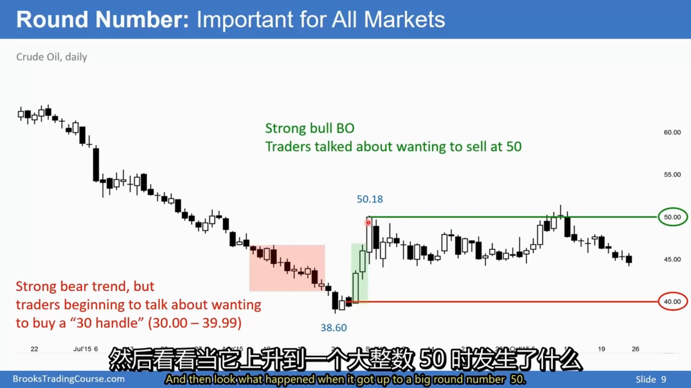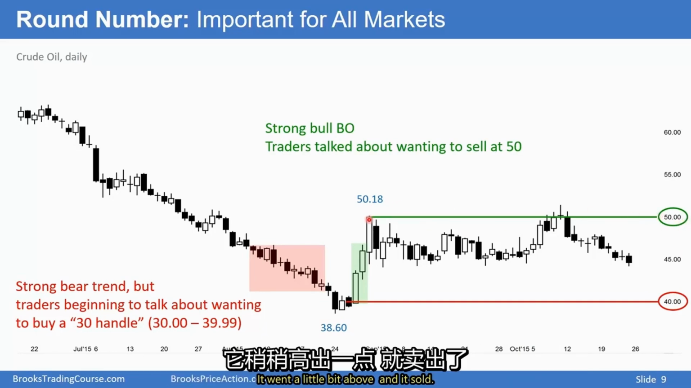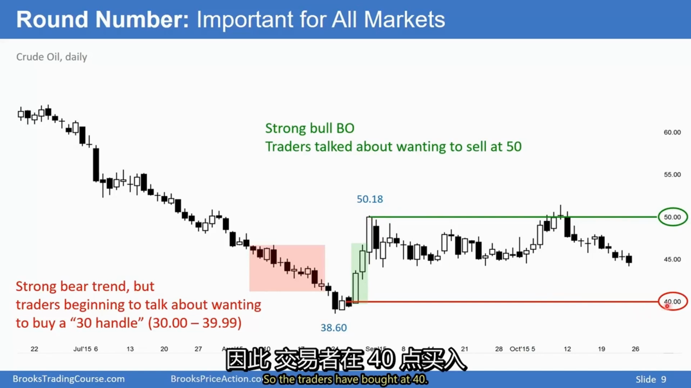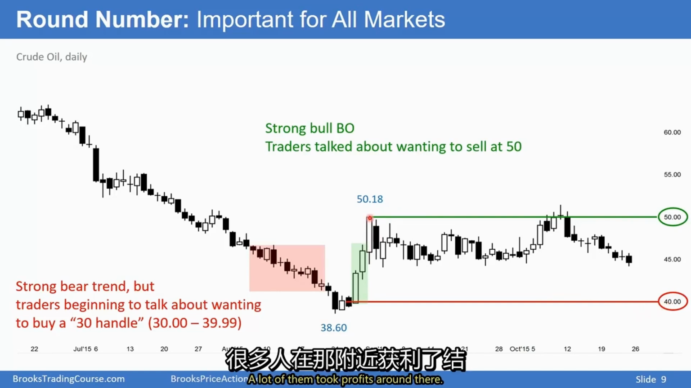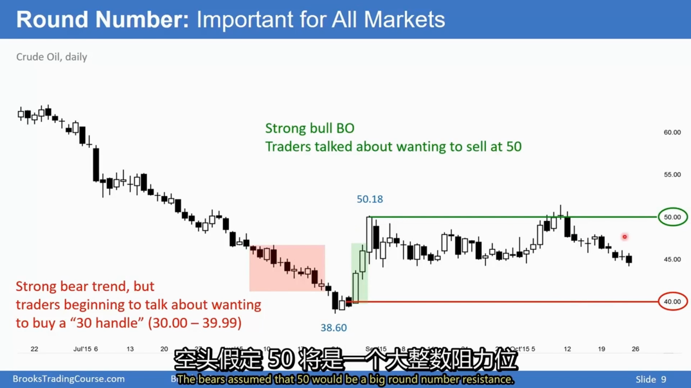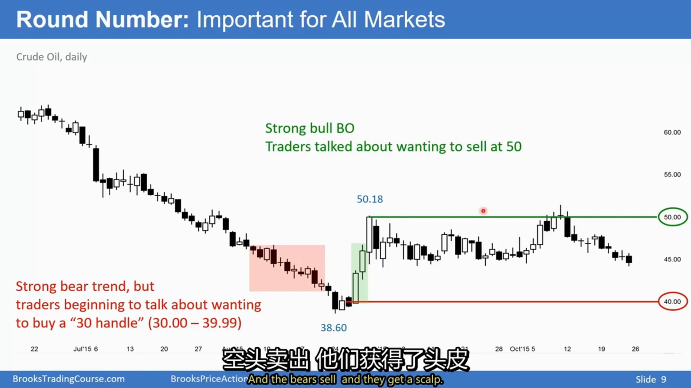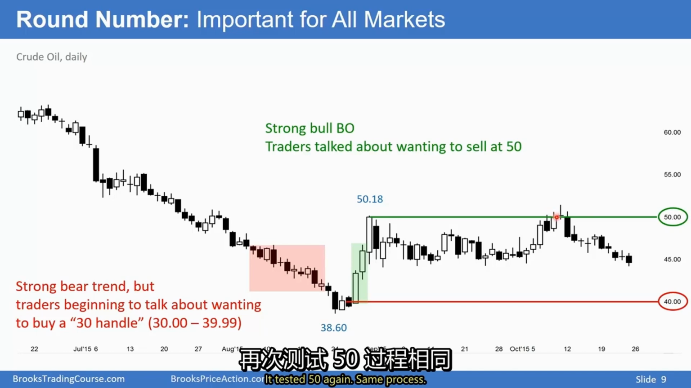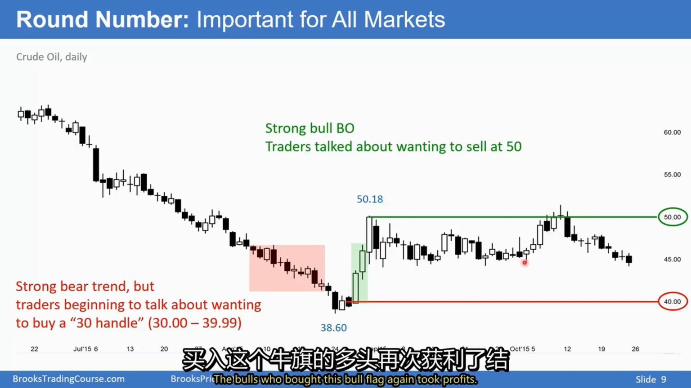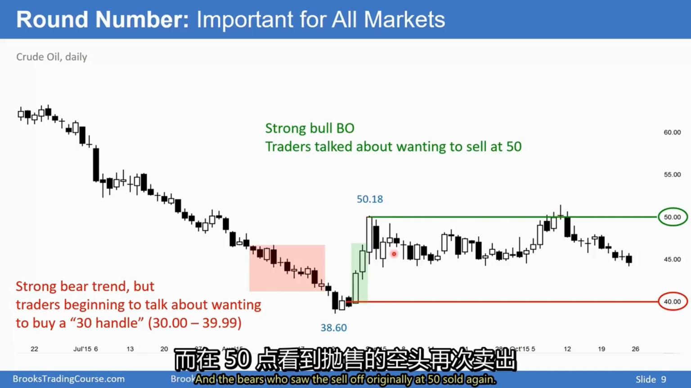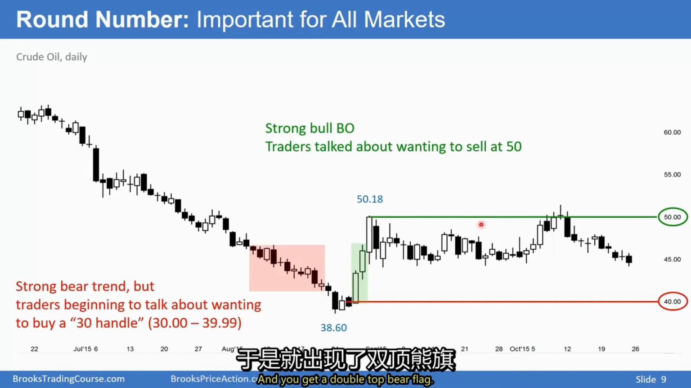They bought strongly. And then look what happened when it got up to a big round number, 50. It went a little bit above, and it sold. So the traders who bought at 40, a lot of them took profits around there. The bears assumed that 50 would be a big round number, resistance. They assume bulls will take profits, and the bears sell, and they get a scalp. It tested 50 again, same process. The bulls who bought this bull flag again took profits, and the bears who saw the sell-off originally at 50 sold again. And you get a double top bear flag.